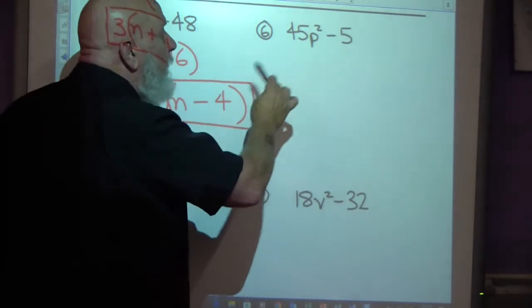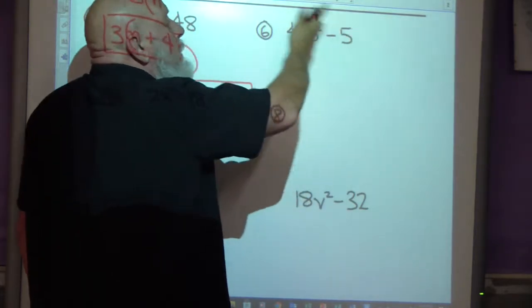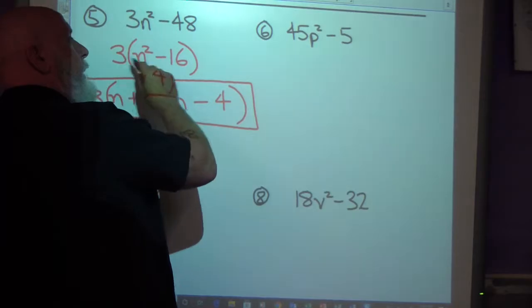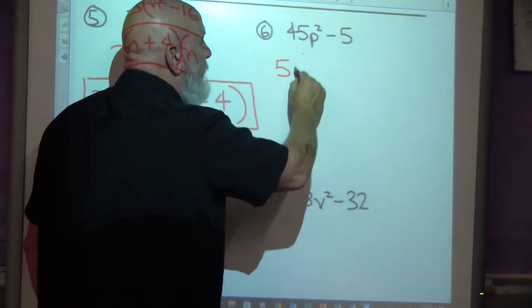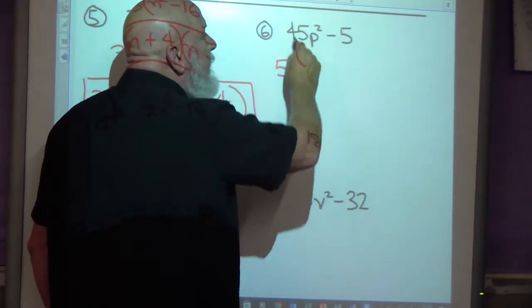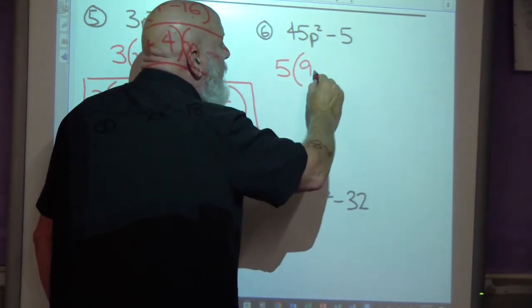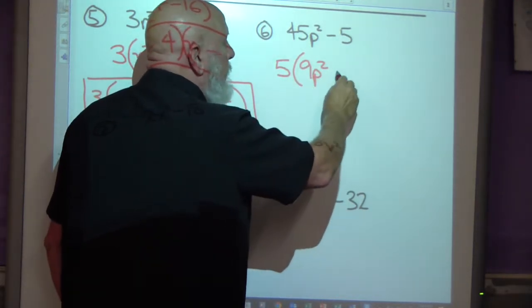I'm going to do the same thing here if I can. The first thing I see is that these will both divide by 5. So I'm going to pull that 5 out, just like I did with this 3. If I pull a 5 out of this, you're dividing when you pull it out. That leaves me with 9p squared, because 5 times 9p squared is 45p squared.